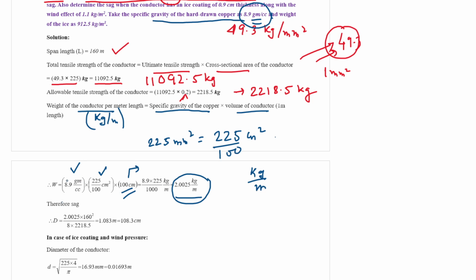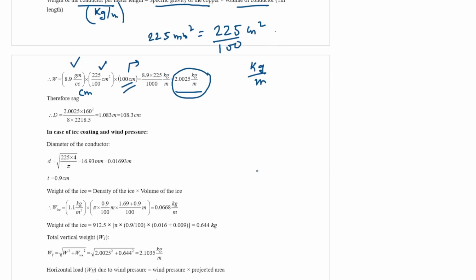Now if you go through this, it is gram per cc, that means cubic centimeter, and we have a centimeter square. So in the denominator we have an extra centimeter. So you need to multiply this with 100 centimeter, that means 1 meter is 100 centimeter. So that is why it comes in kg per meter. So we have all the data.